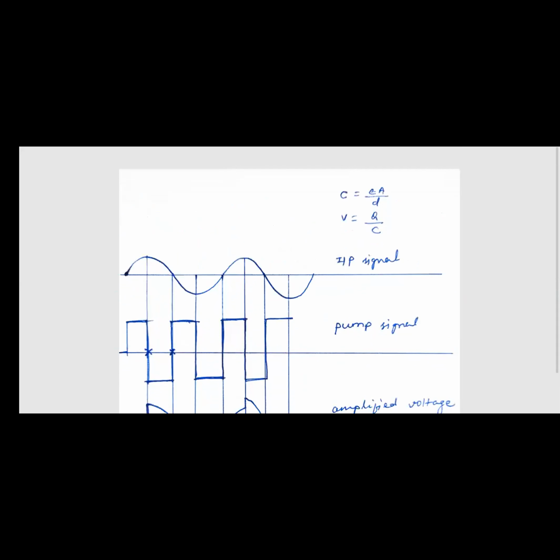Look at the equation, first equation. The D is going to increase because now the diode is what? Reverse bias. So D increases, so capacitance is going to drop. Now look at the second equation. Since the capacitance has become smaller.